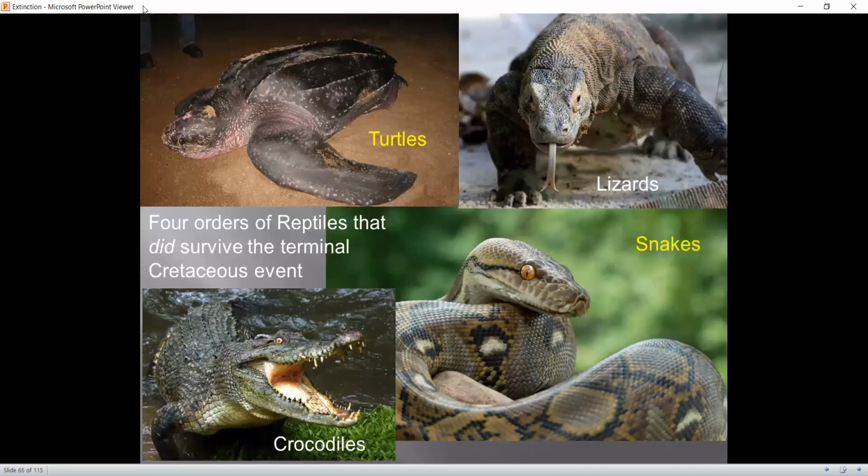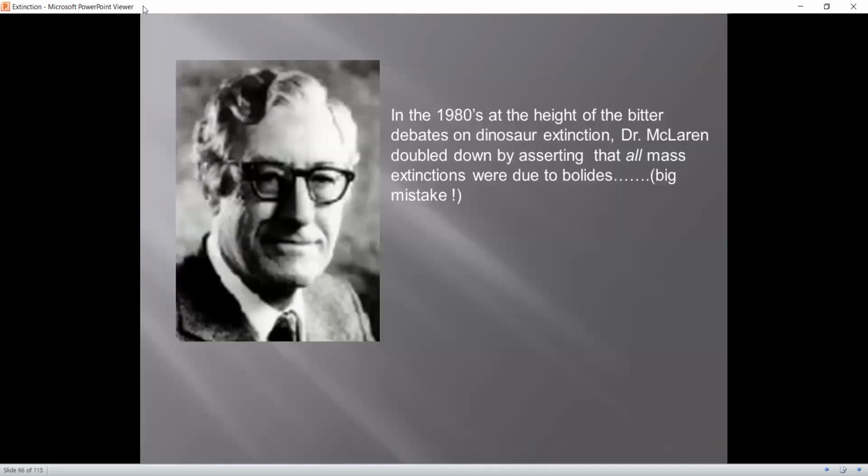Interestingly enough, we have 4 groups of reptiles: the turtles, the lizards, the crocodiles, and the snakes that did get past the interval, something they had. These are the winners. The reptiles, the dinosaurs were the losers. Okay, these organisms survived the terminal Cretaceous event.